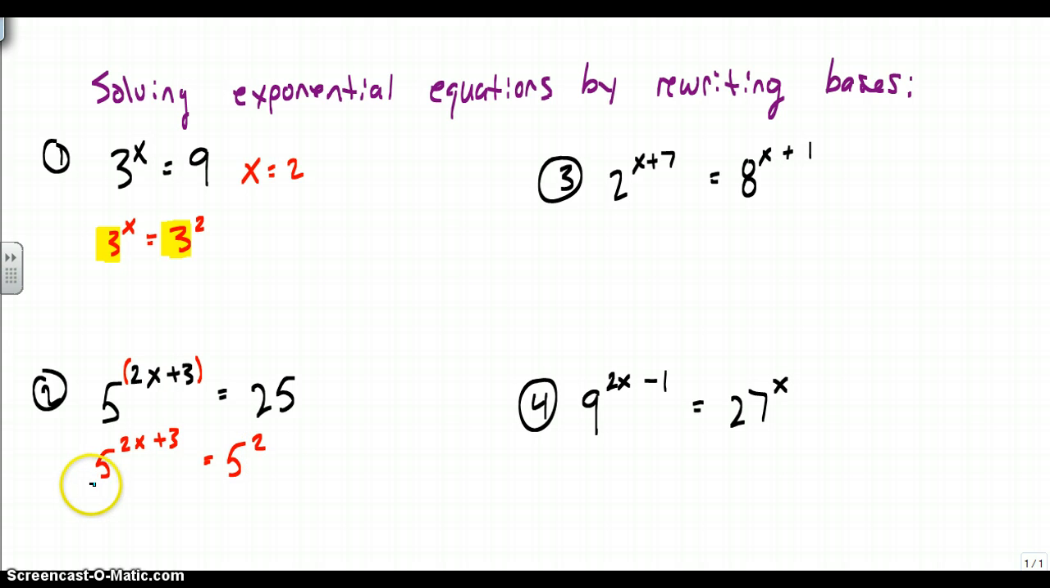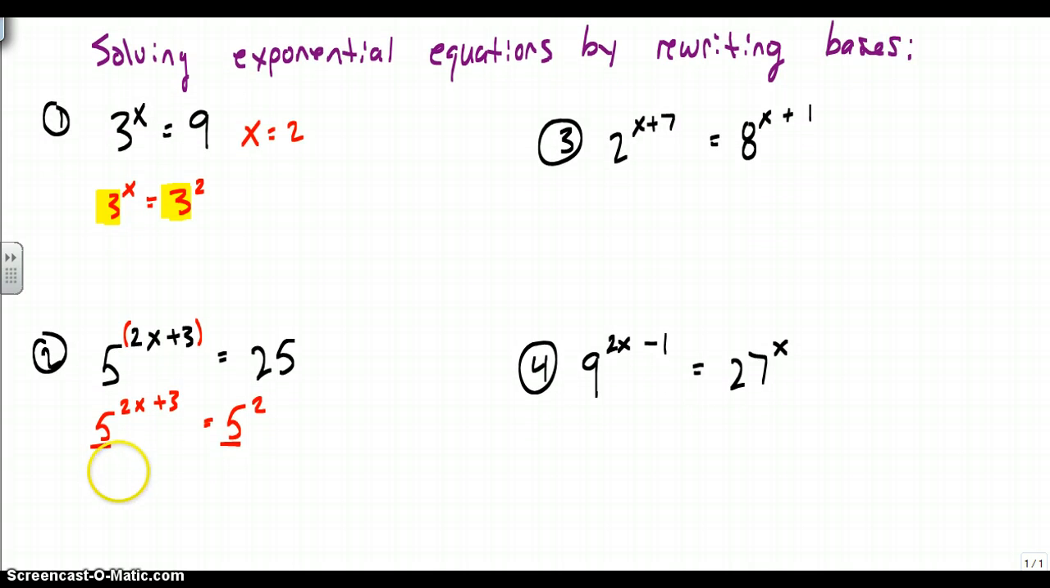So now I have bases the same. That's the whole point of changing the base, to get the bases the same. So my exponents are equal. So I can rewrite this as 2x plus 3 equals 2. And now I just solve for x like a linear equation. So 2x equals -1, x equals -1/2. So the only time this original equation is true is when x equals -1/2.